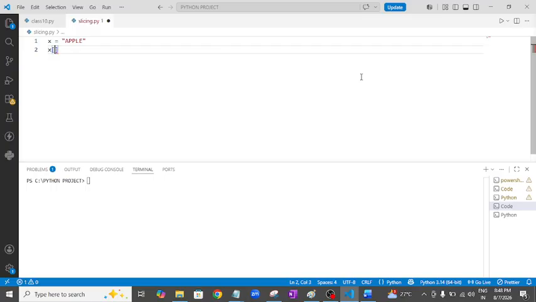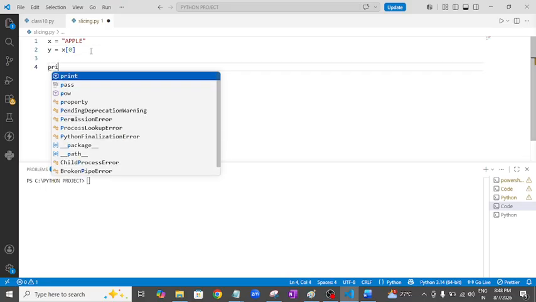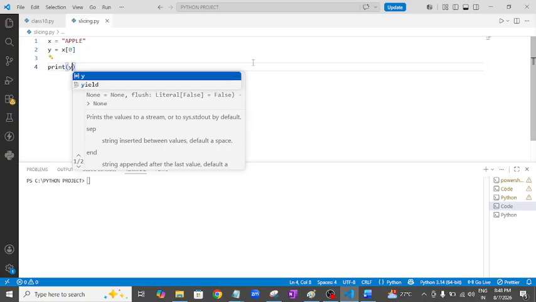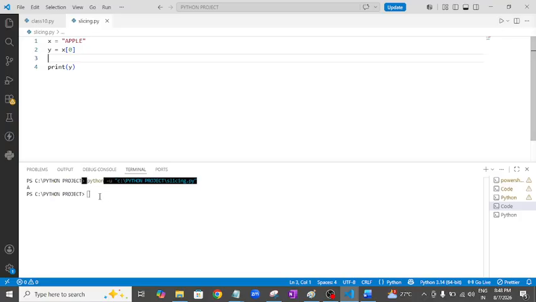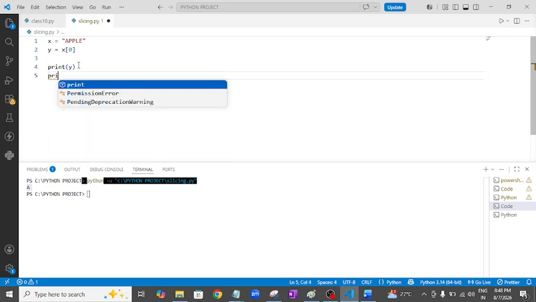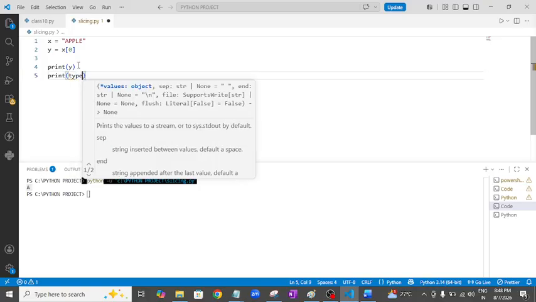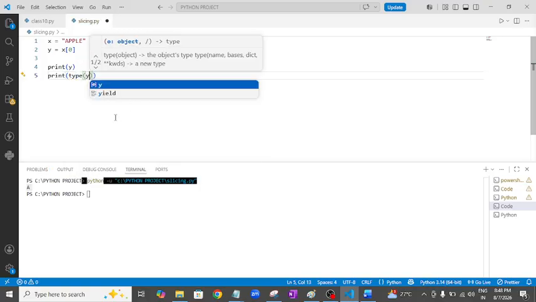X of 0. Say y equals x of 0. So let me print y. Okay, let us see. And at the same time, I'm going to print the type of y also.